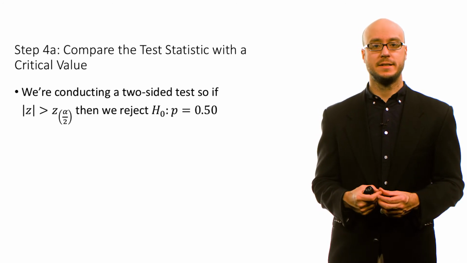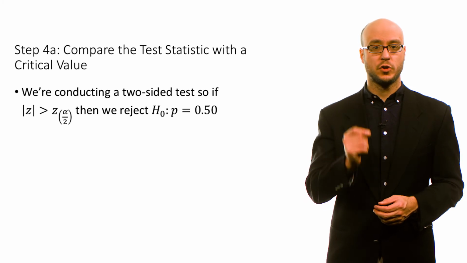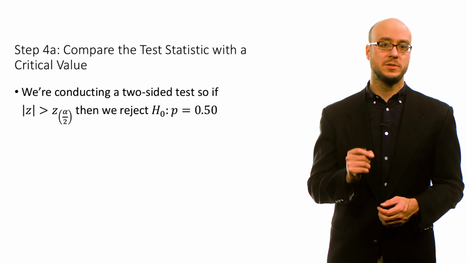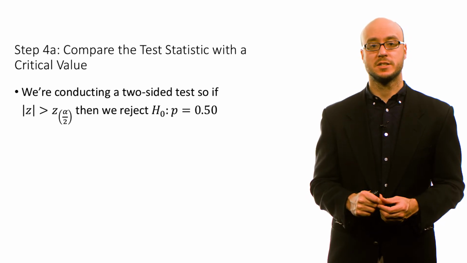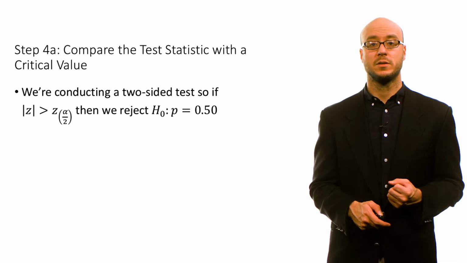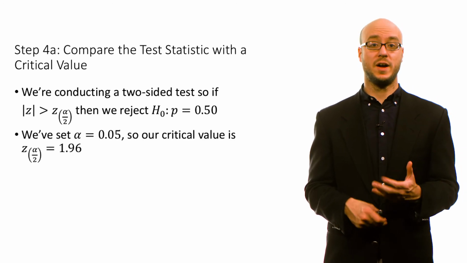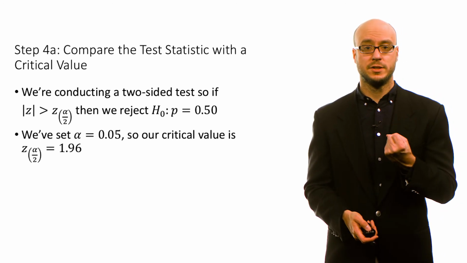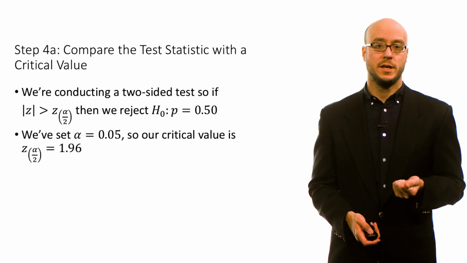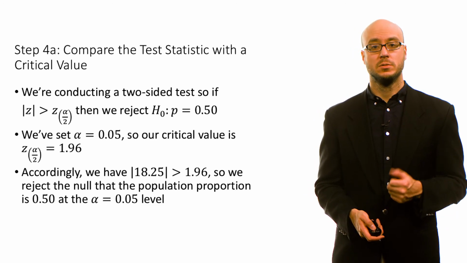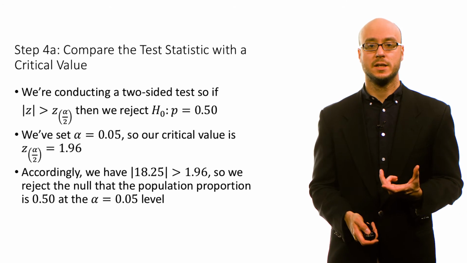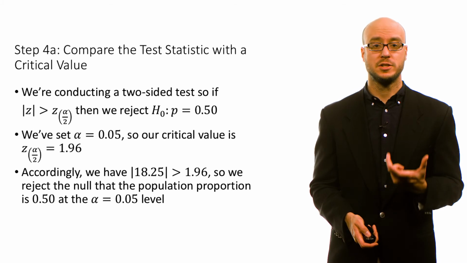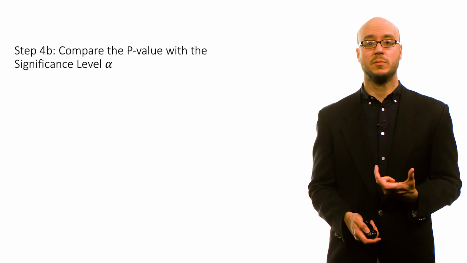So we're conducting a two-sided test. The critical value is going to be based on this: if the absolute value of the z-test statistic is greater than z alpha divided by 2, then we're going to reject the null, that the population proportion is 0.5, that Americans are evenly split. Since we set alpha to 0.05, alpha determines our critical value, and that critical value is 1.96. So the absolute value of our z-test statistic is 18.25. That's greater than 1.96, so we reject the null that the population proportion is 0.5 at the alpha 0.05 level.